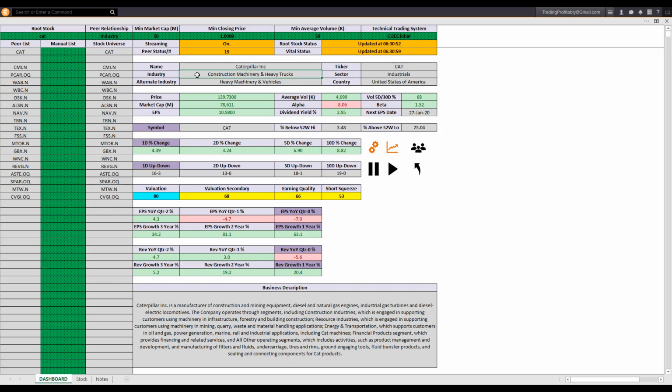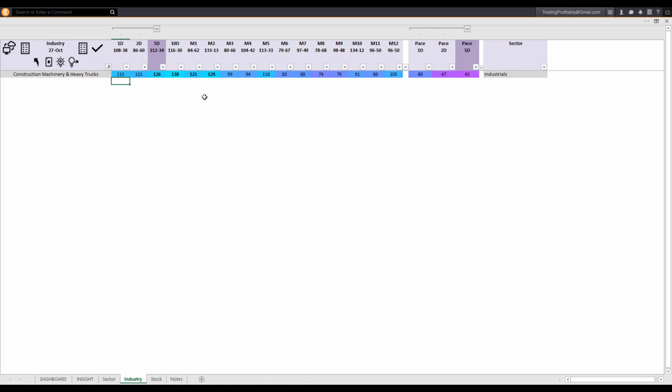Therefore, Caterpillar is giving a valid breakout setup. Technically, it is fundamentally strong, an undervalued stock. It is in an industry that is strong as well. That is giving us a 360 degrees breakout trade candidate.